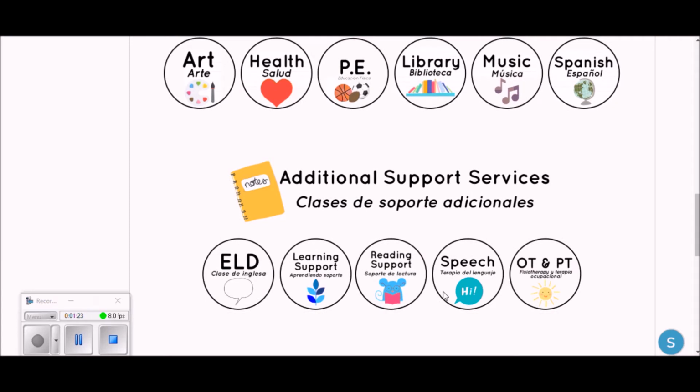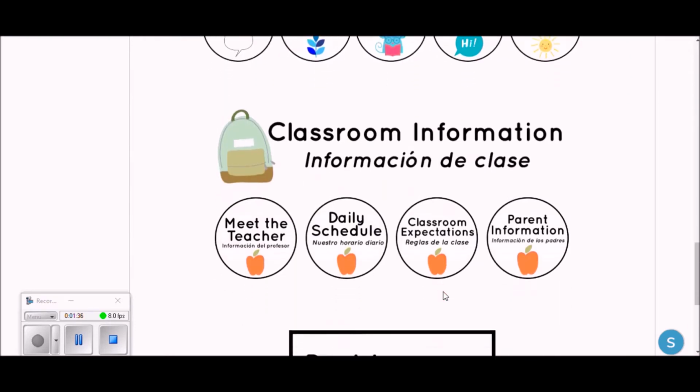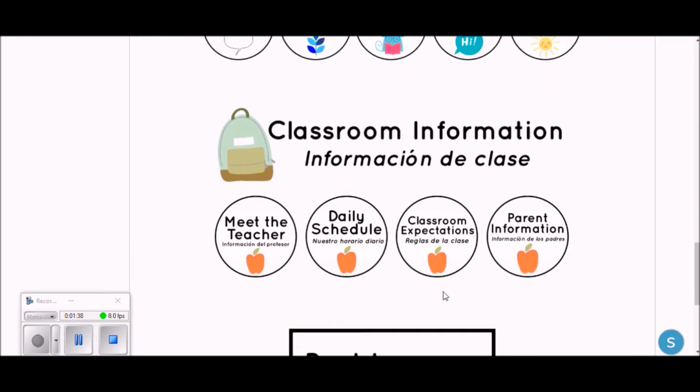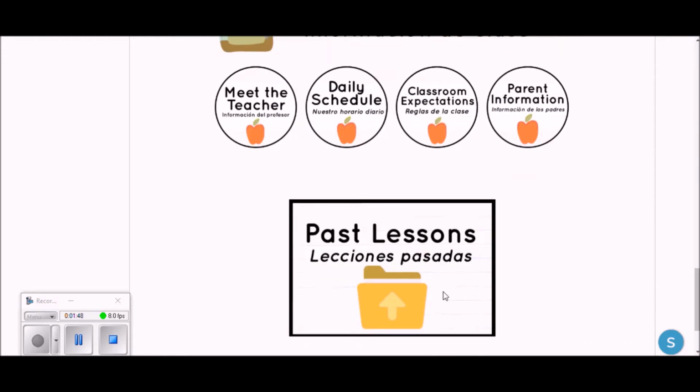Similarly, we had to think about our special support services that our students get, so we included some images to create buttons for them. Underneath, we have classroom information. So we'll have buttons that will link to Meet the Teacher, Daily Schedule, Classroom Expectations, and Parent Information. Our last button will link the students to all the previous lessons.